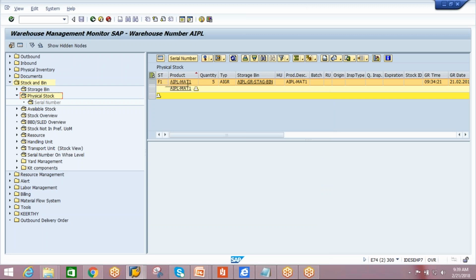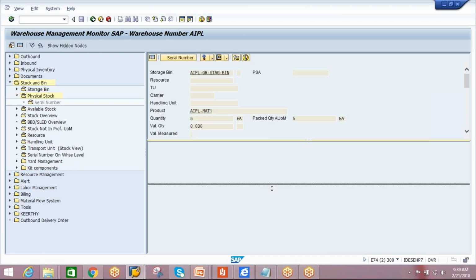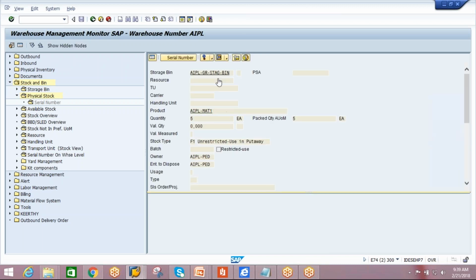Now it is coming. See here, stock type F1. Here also a form view is there. Go to form view. Storage bin APL GR staging bin. This is the staging bin. We see after goods receipt the stock is lying within this bin, means GR staging, and the stock type is unrestricted put away.